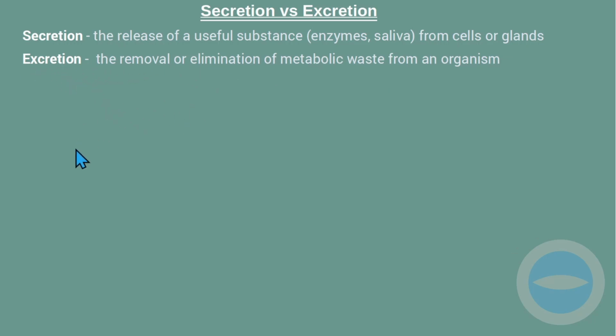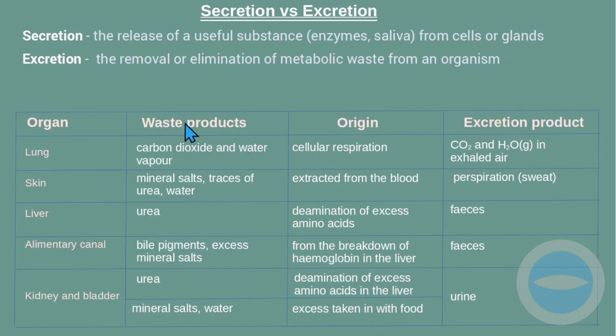And then in the next table, I will show you the organs and the excretory substances that are released by them. Here we have the organs: lung, skin, liver, alimentary canal, which is the gut, kidney, and the blood. Here are the waste products. Here we have the origins, where the product is formed or coming from, and the excretion, which is how the product is released from the body. So let's start with the lungs.